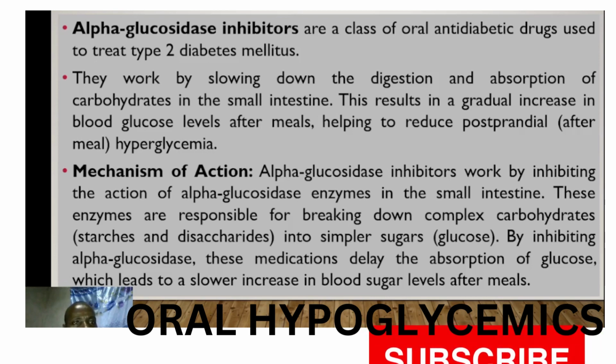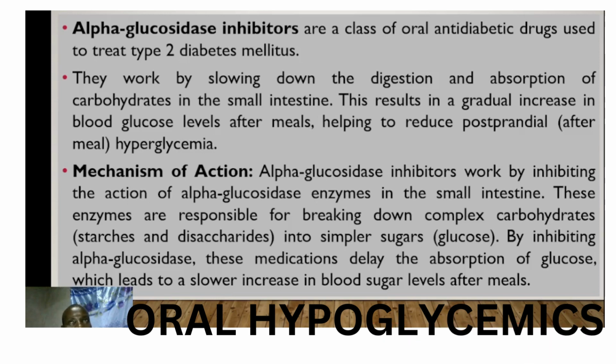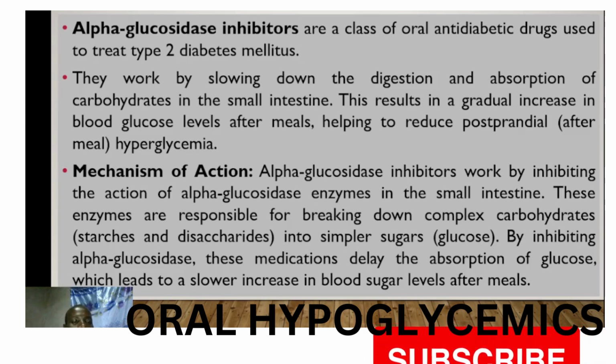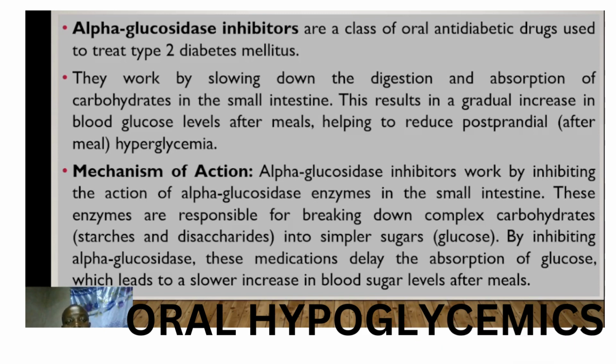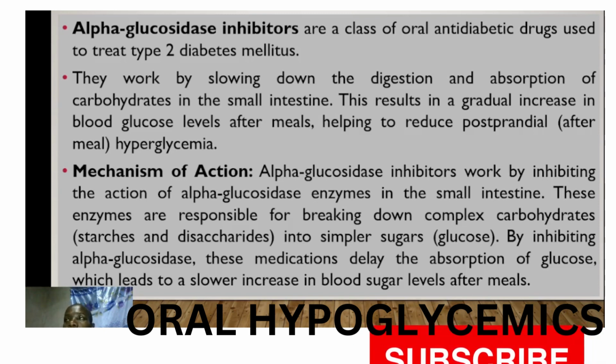Next, we have the alpha glucosidase inhibitors. So, where do these work? They work in the intestines. So let's get to know them. They work by slowing down the digestion and absorption of carbohydrates in the small intestine. This results in a gradual increase in blood glucose level after meals, rather than a sudden one, helping to reduce postprandial, or after-meal, hyperglycemia.